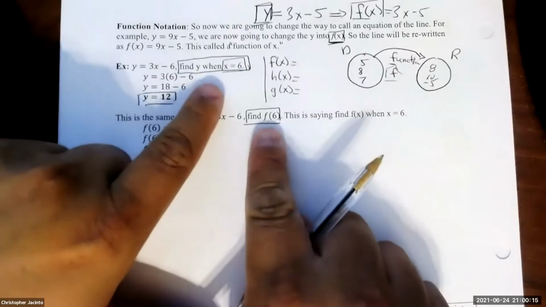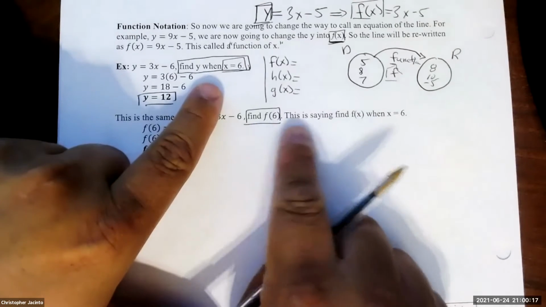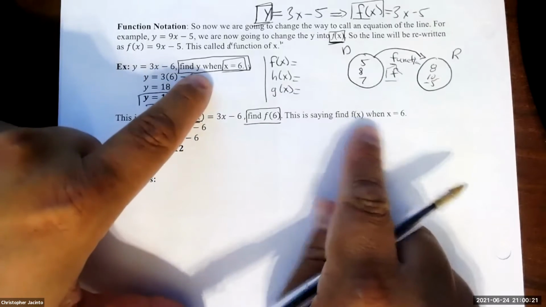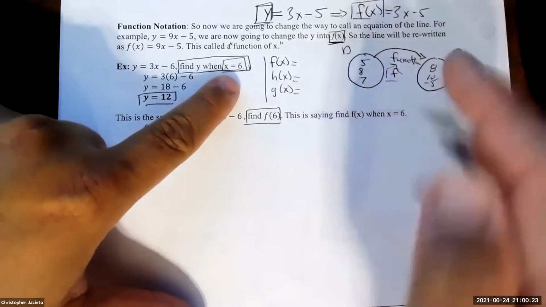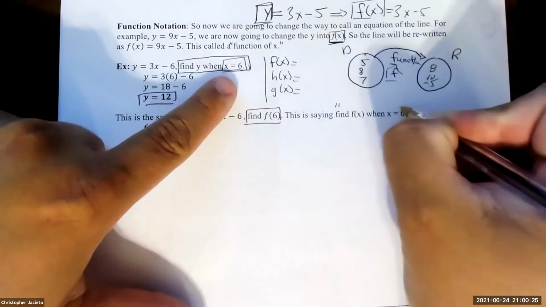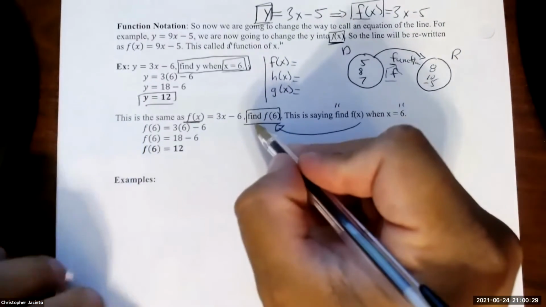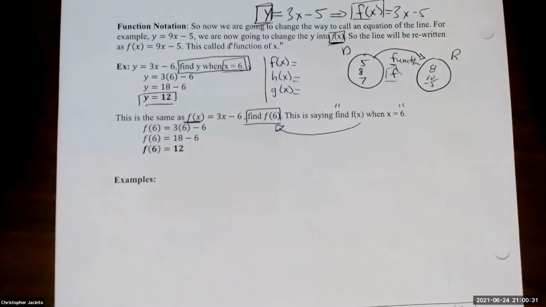And these two things mean the exact same thing. What this is saying is find f of x, find the y, when x equals 6. So this right here is that. All this is the abbreviation instead of me writing it all out. Math people are very lazy. The less words, the better, believe it or not.